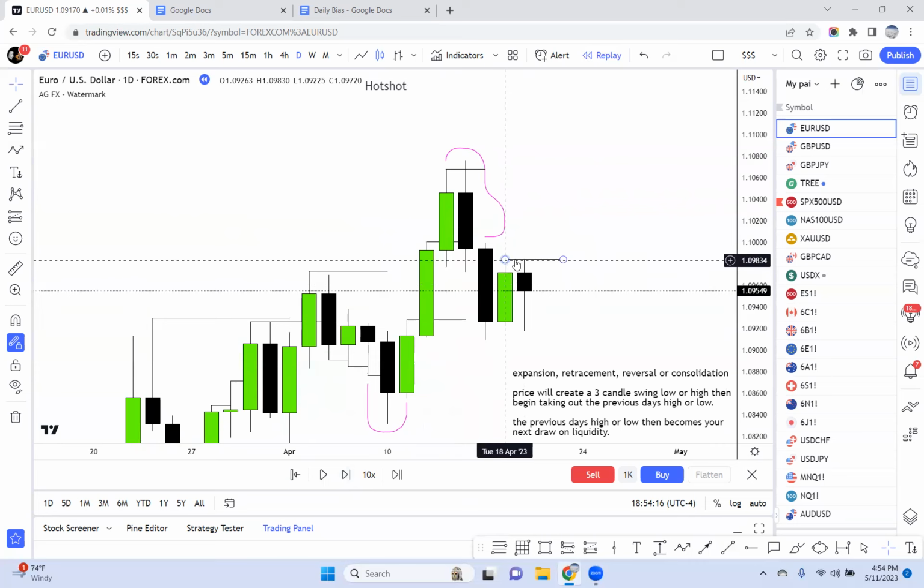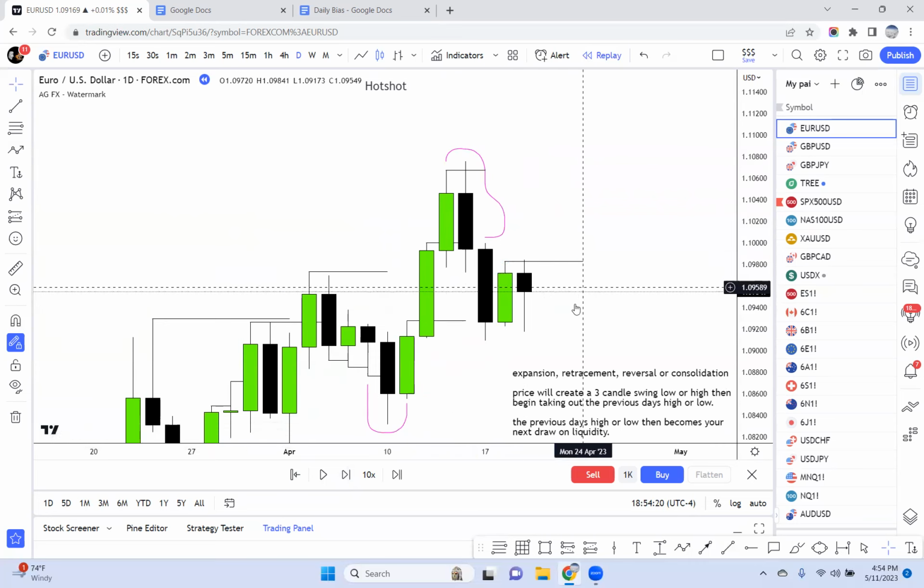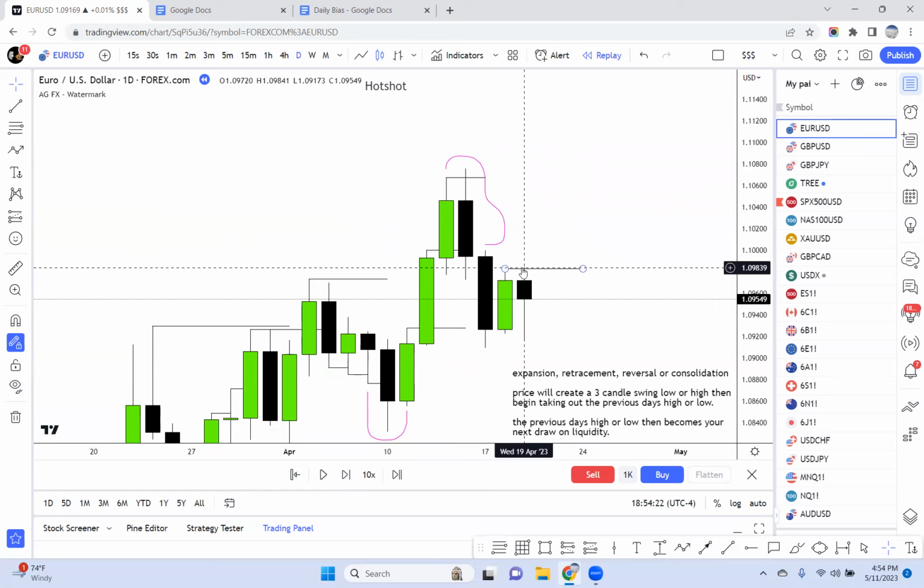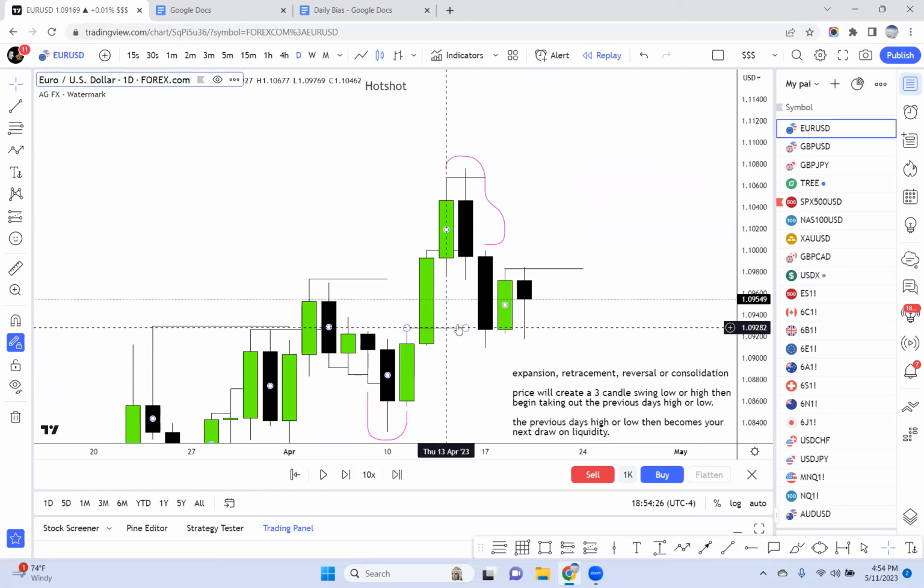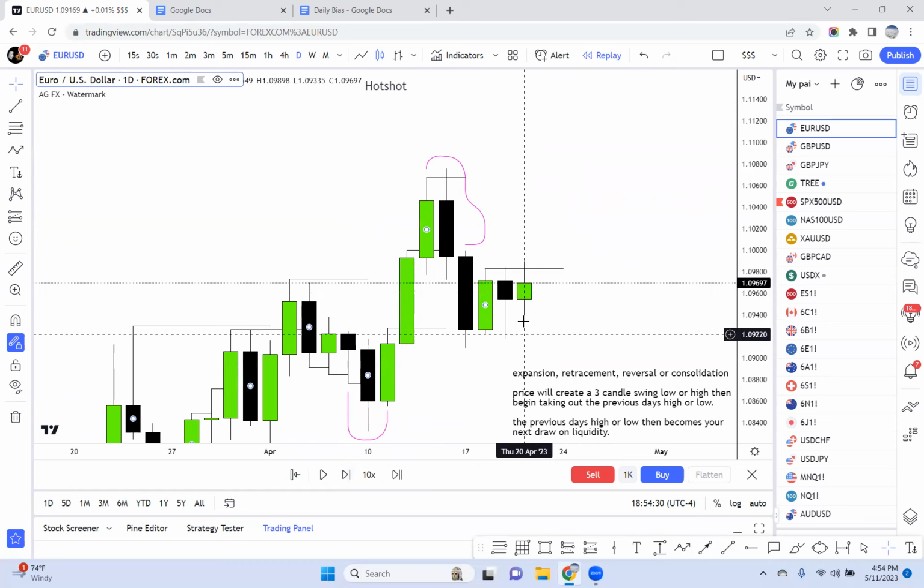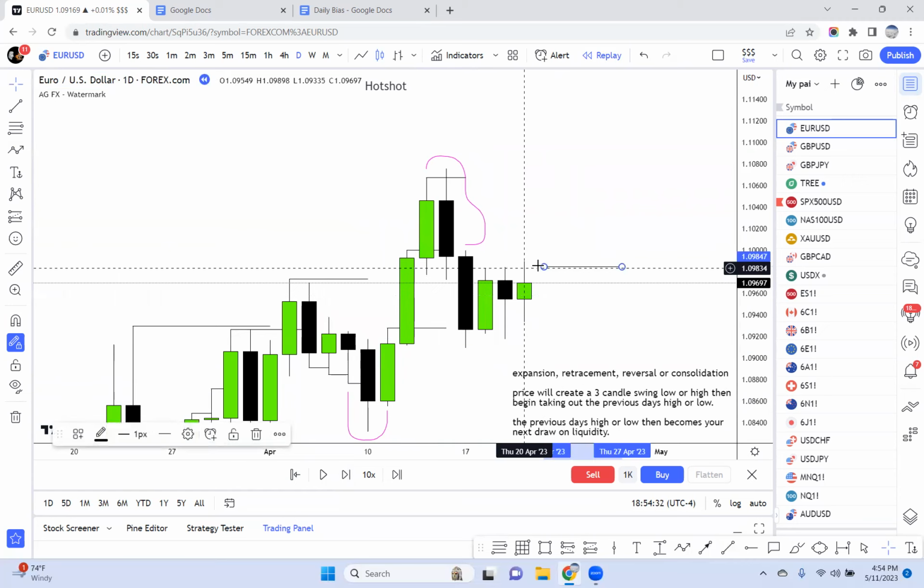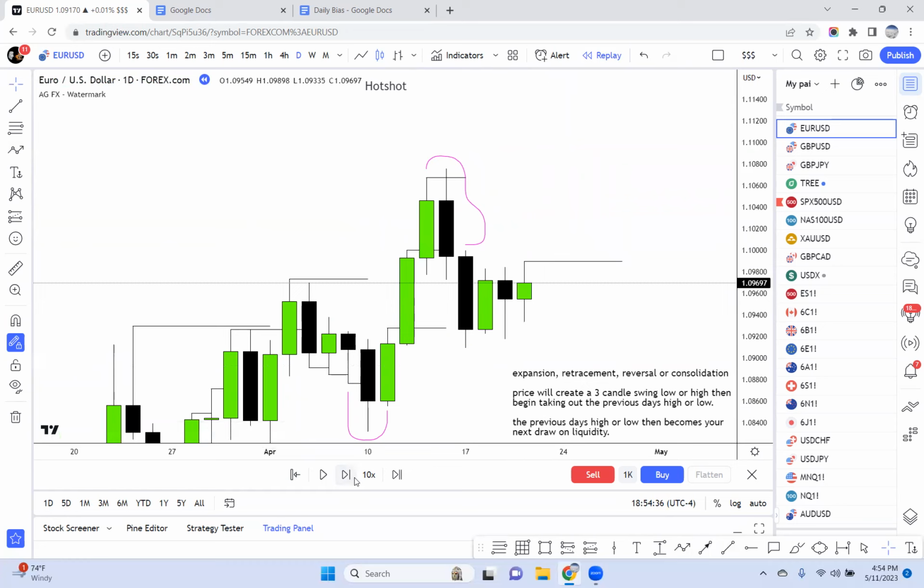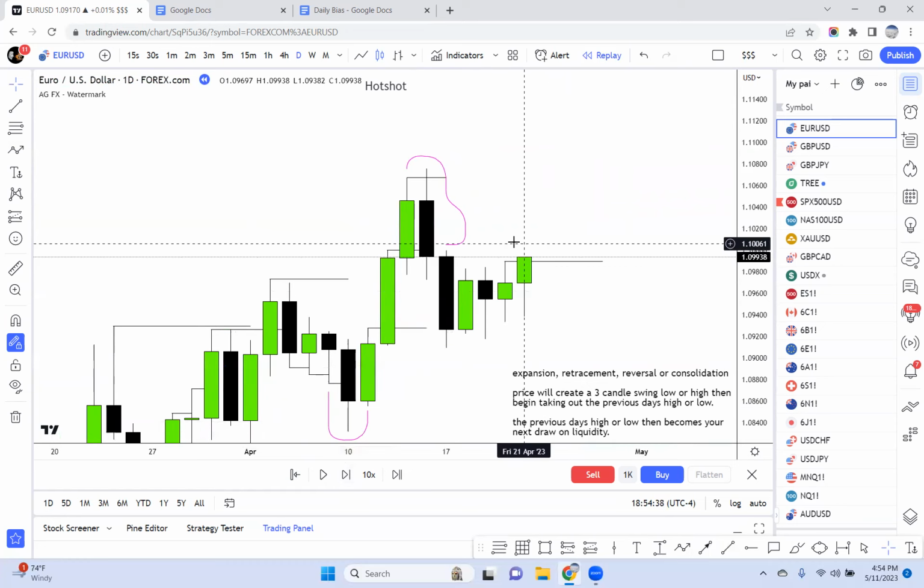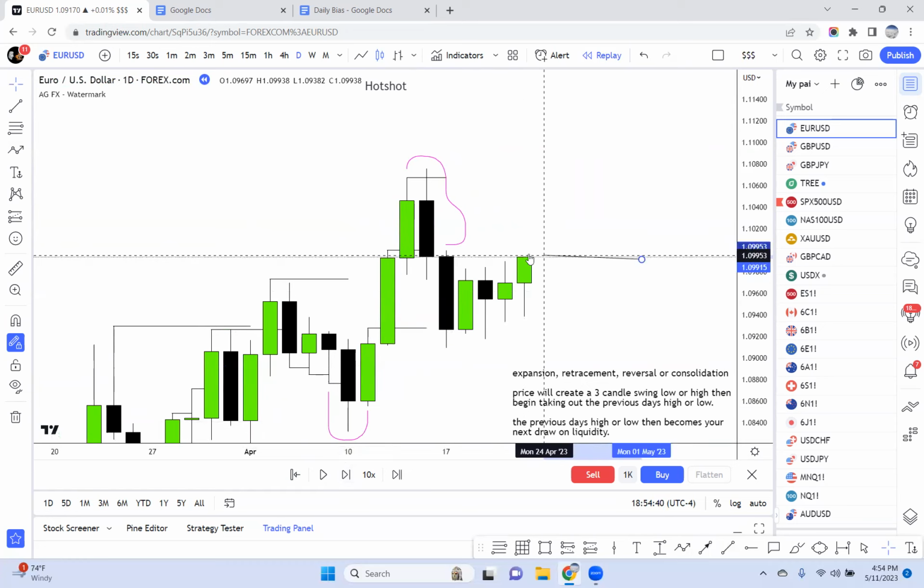So it took out the low and it took out the high as well, if you notice that. It took it out just a little bit, but our previous day's high was taken out. It created the swing low here, potentially create another low. There's another low, so now we can anticipate the previous day's high to get taken out. Boom. There it is. Now we can anticipate this previous day's high to get taken out.